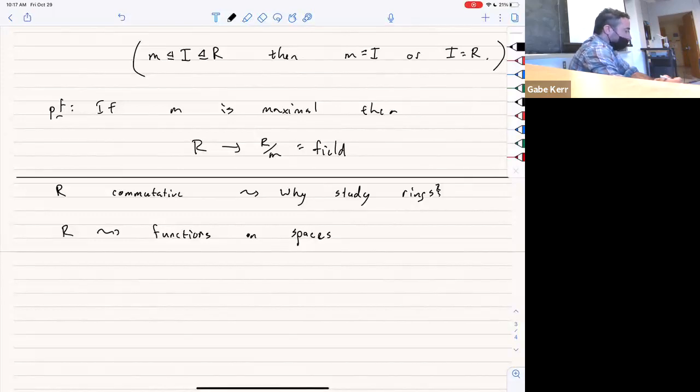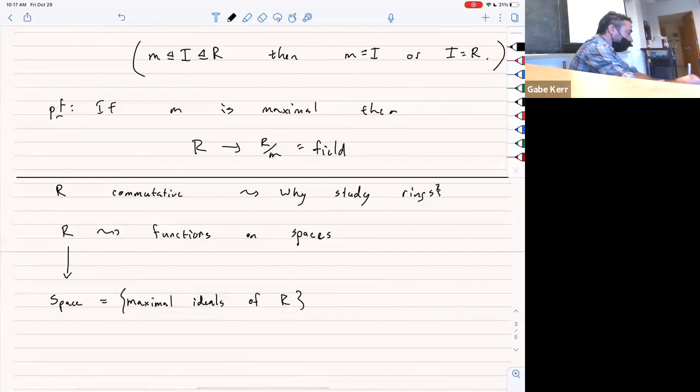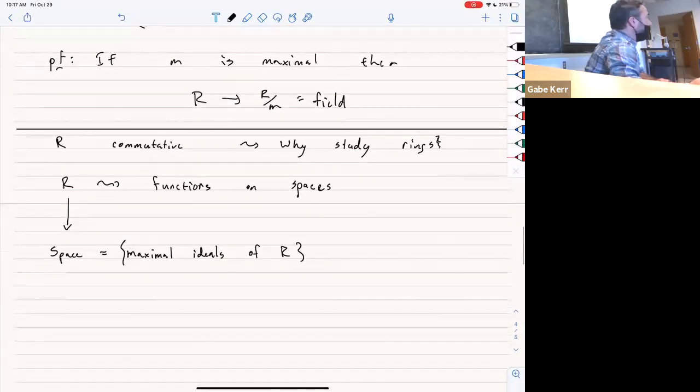Now, this doesn't necessarily answer at all why I study rings. However, there is a way of reversing this process too, which is to say, in fact, if I have a ring, I can define a space. And that space is equal to the set of maximal ideals. Those are the points of that space.